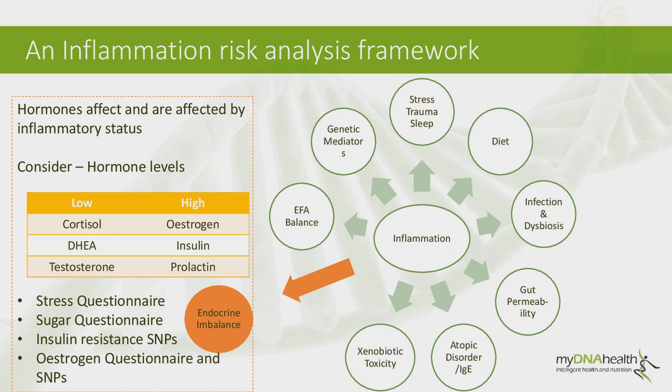You could also use some of the resources that are available to you within the practitioner portal on the report. You could look at their stress questionnaire, so what's going on there. You could look at their sugar questionnaire, what are they taking in, what foods are they eating, and how's that affecting their hormone balance. Things such as insulin, we know, vary by the foods that we're taking in. Also, we have questionnaires on estrogen, and we're looking at SNPs in this area, so genetic variants, which would impact some of these hormones.